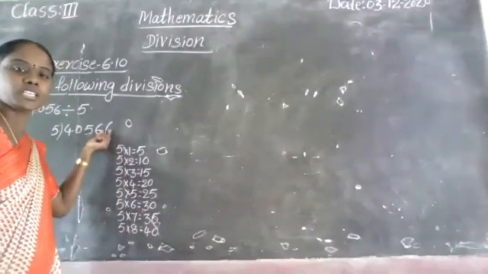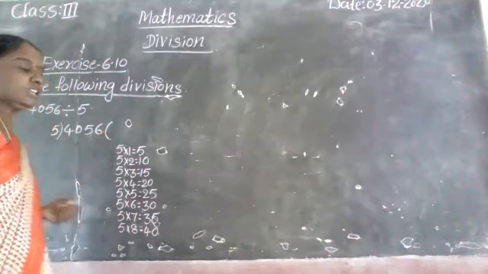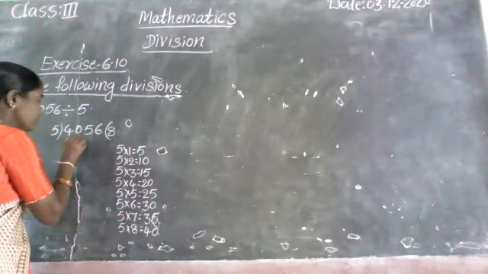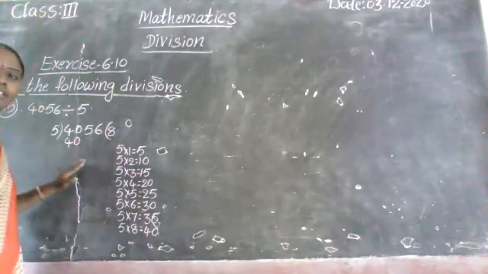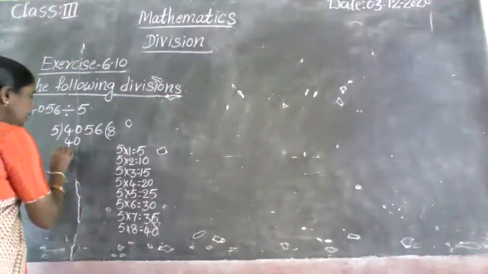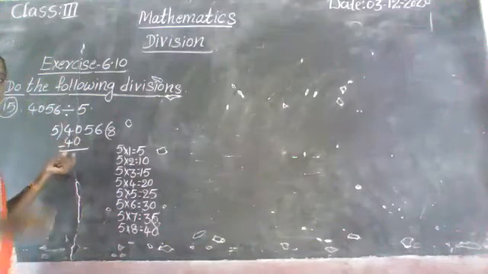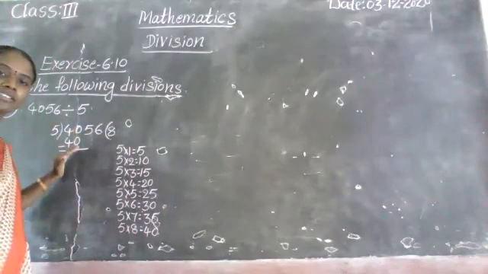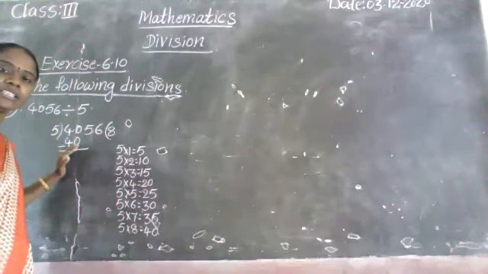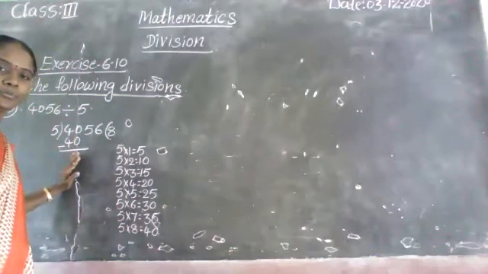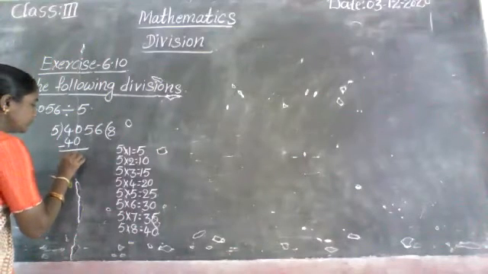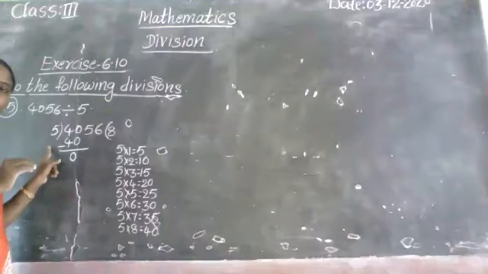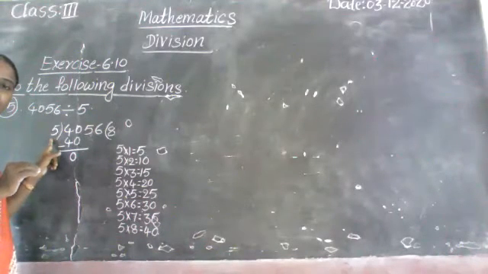Write 8 in the quotient place. Write 40 below the dividend. Then the next step is to subtract, children. 40 minus 40. What is the difference? Yes, very good, 0. Write 0 here. Now 0 is less than 5. Is it correct or not?